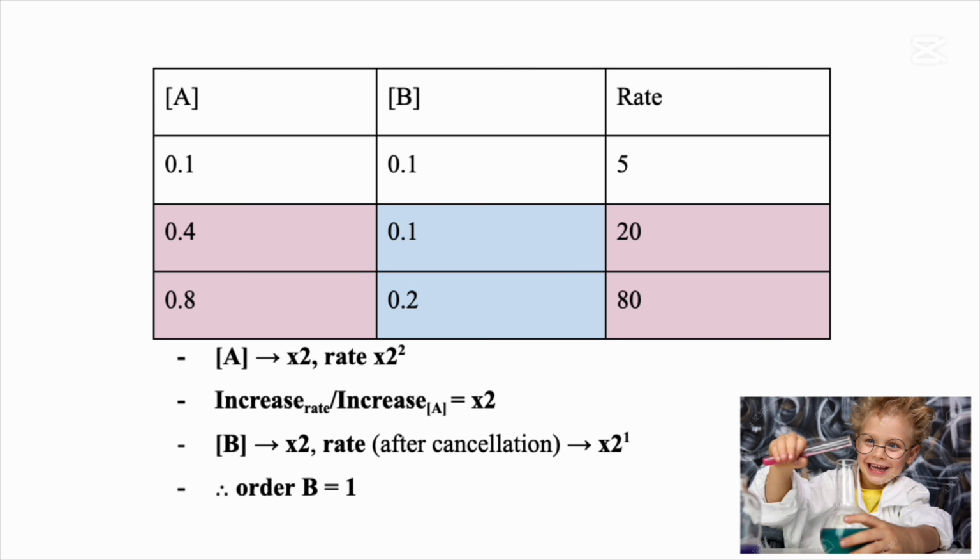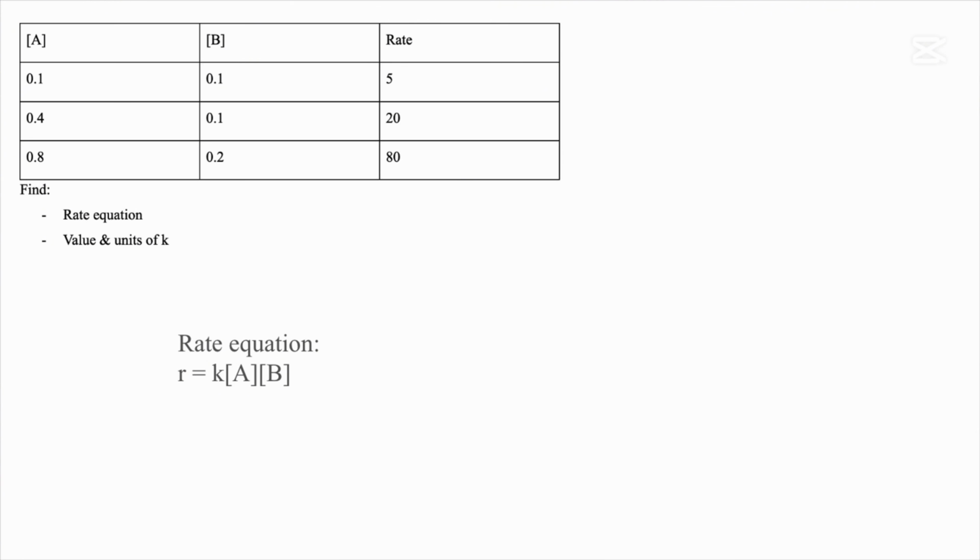Now we look at the concentration for B. B's concentration increased by a factor of 2. And the rate after the cancellation, which we just calculated, is also equal to 2. And 2 is equal to 2 to the power of 1. And that power will tell us the order of B, which is 1. So now we have the rate equation in the form of R is equal to k times concentration of A to the power of 1 times concentration of B to the power of 1.